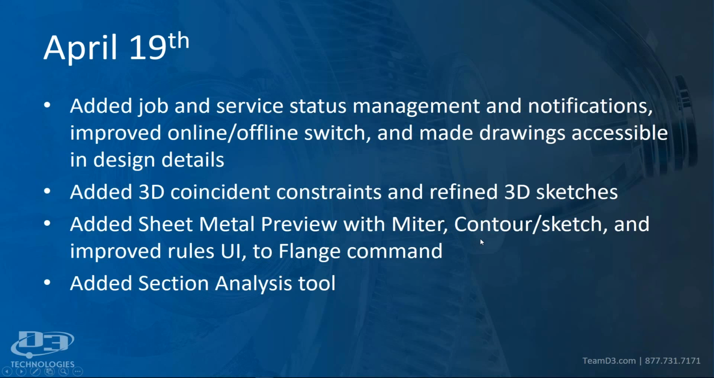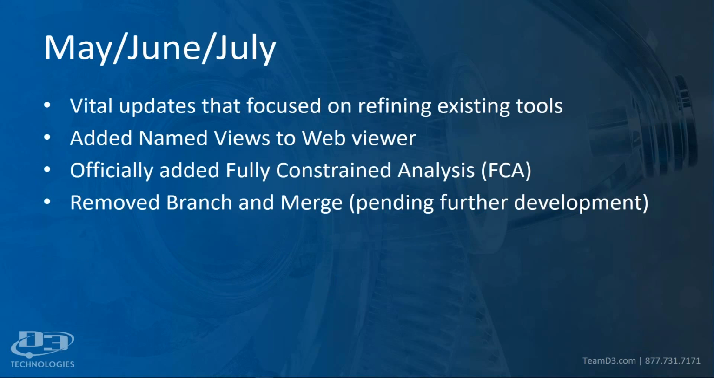They also improved the rules UI, so setting your sheet metal rules, making adjustments on the fly, and they also implemented access to your rule settings inside the flange command. So good stuff. And they added the section analysis tool. Fantastic tool. I use that all the time. If I'm doing any kind of assembly, I just really like to be able to get as many perspectives as possible on my design. I kind of condensed these updates.